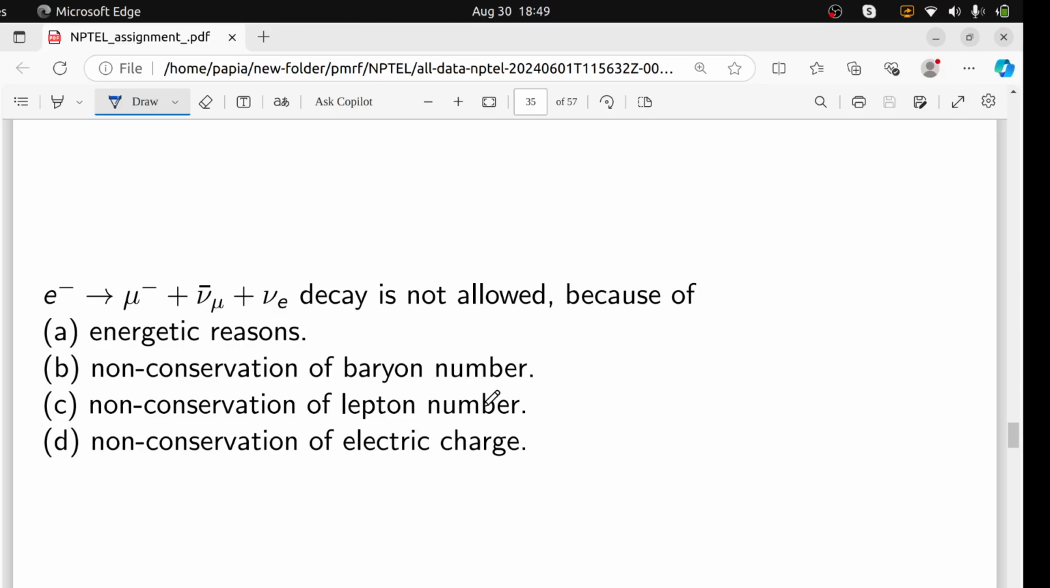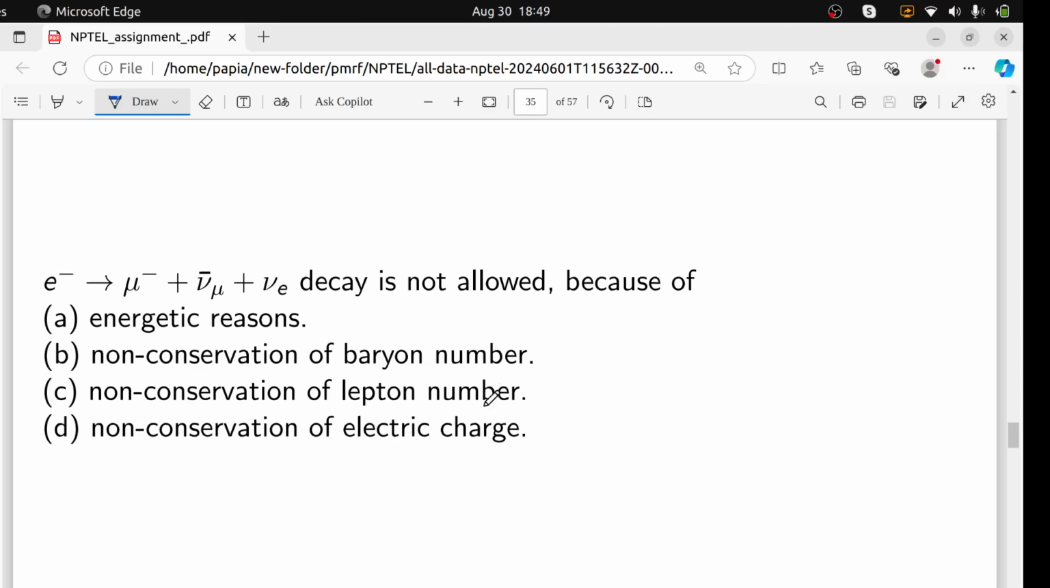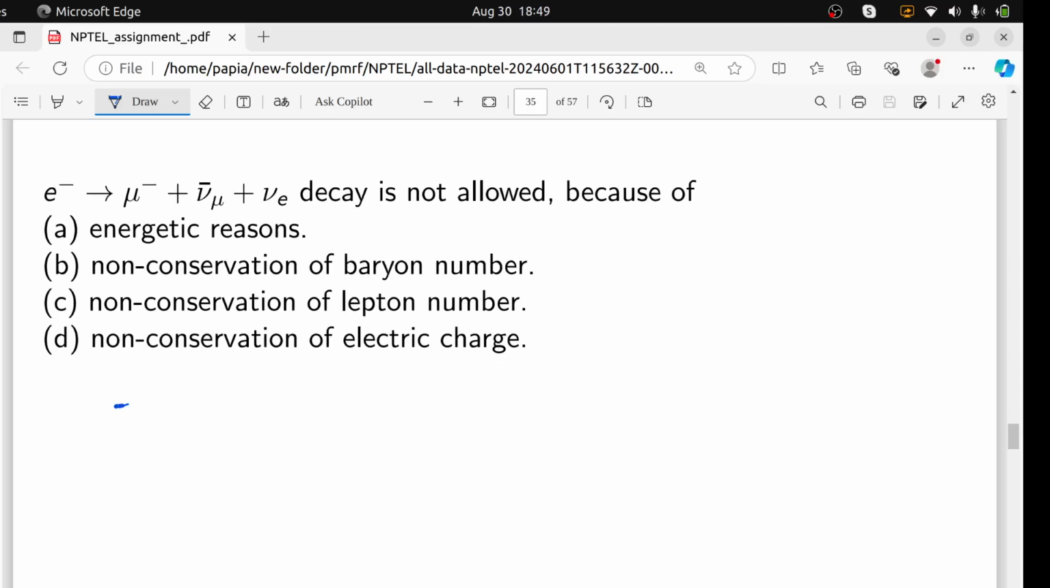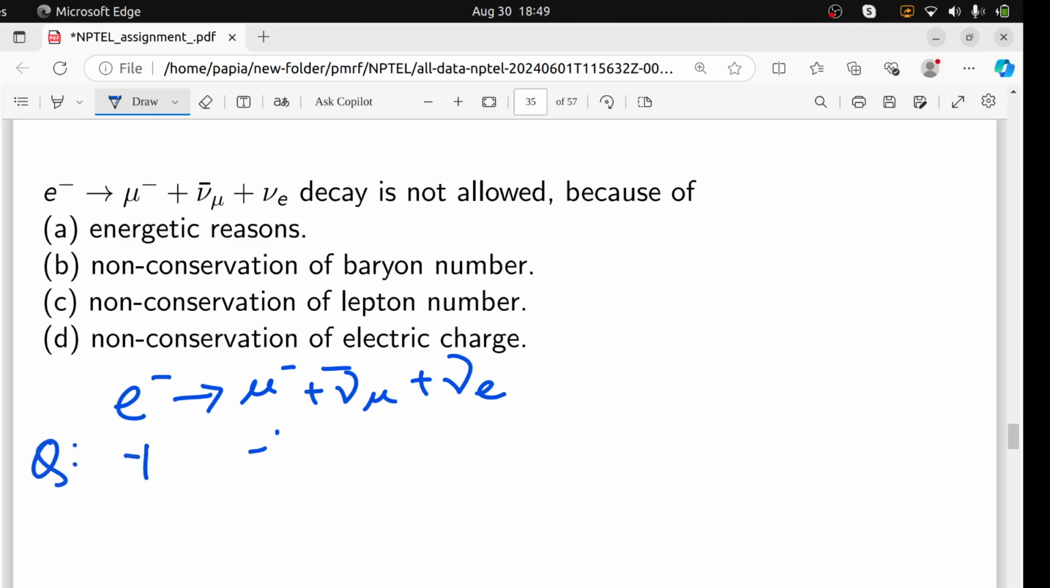e minus going to mu minus plus nu mu bar plus nu e. This decay is not allowed because of which conservation? First of all, just check Q: minus 1, minus 1, 0, 0. Fine. Baryon number: none of them are baryons, so 0, 0, 0, 0. That is also fine.